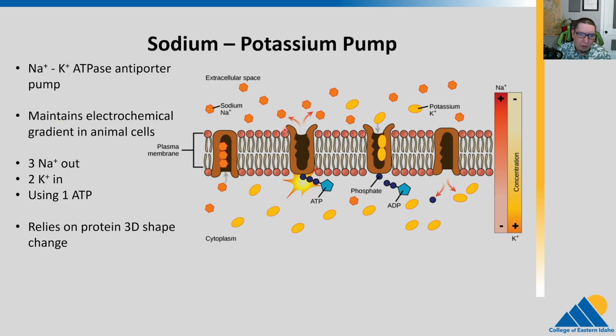All of this relies on the 3D shape of the protein and the change that's happening. So here, right, it's at a certain shape, and then we add the ATP energy, which changes its shape to pump those sodiums. And then that shape allows the potassium to bind to it, and it falls back to its normal state, and then it pumps it into the cell.